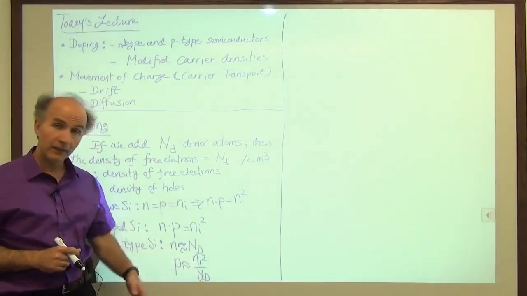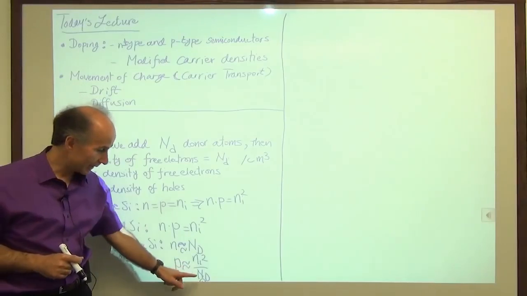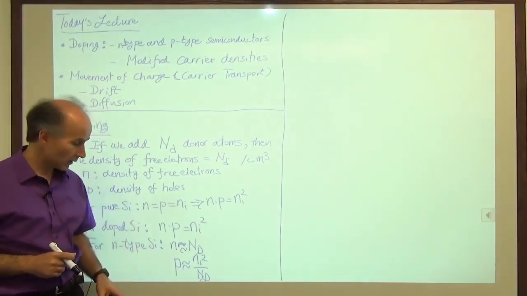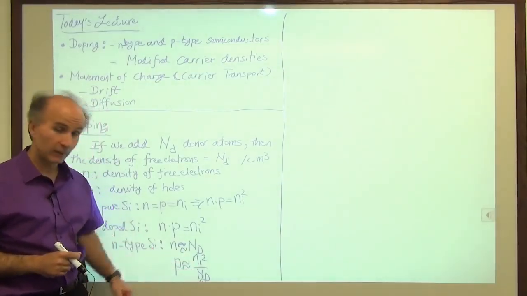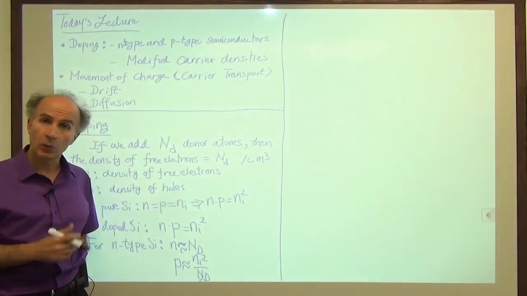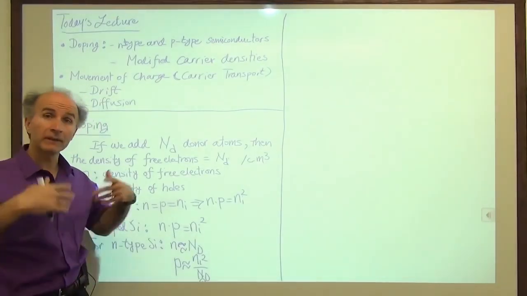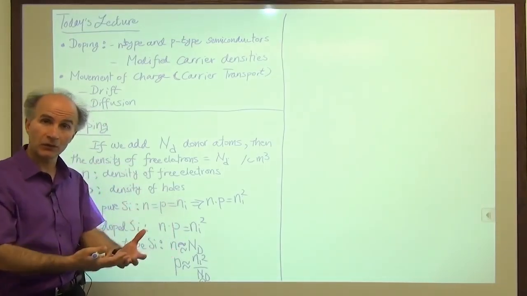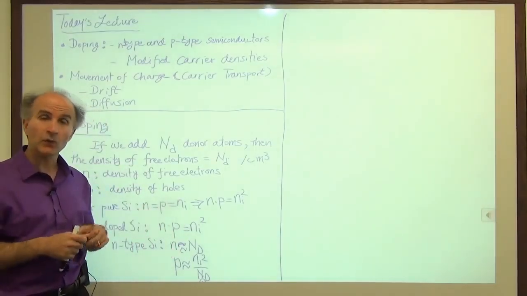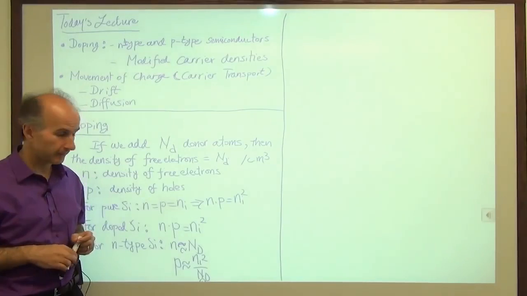Because Ni is about 10 to the 10. Nd is about 10 to the 15. So when we do the calculation, we see that P is very small. Why did the number of holes go down? Well, because we have an abundance of free electrons, and many of these electrons go and fill up those holes. So the number of holes becomes very small.